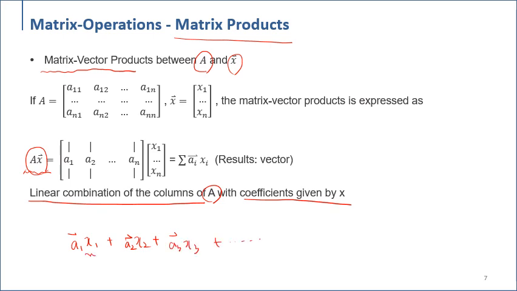And we know that x1, x2, x3, and xn are just elements of the x vector. So these are just scalar numbers, right? And a1 through an are all column vectors of the matrix A. So this means we can simply interpret the matrix product as a linear combination of each column vector.